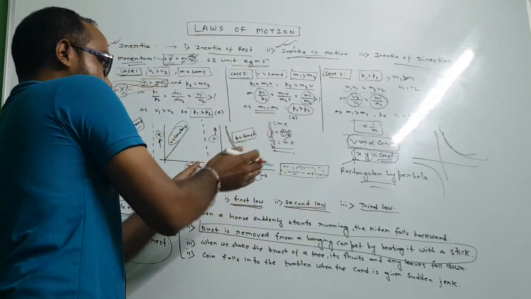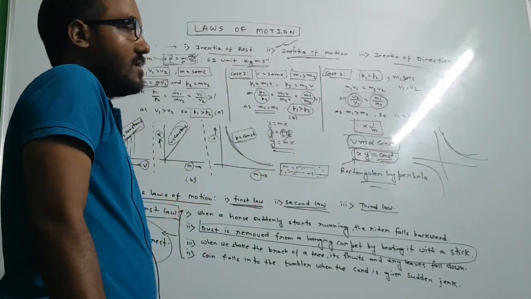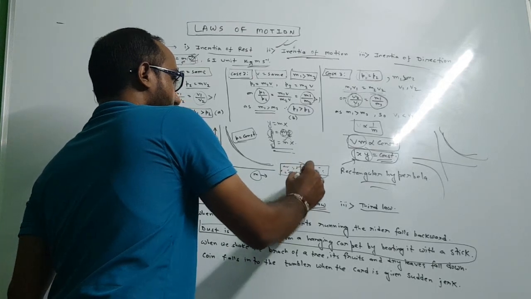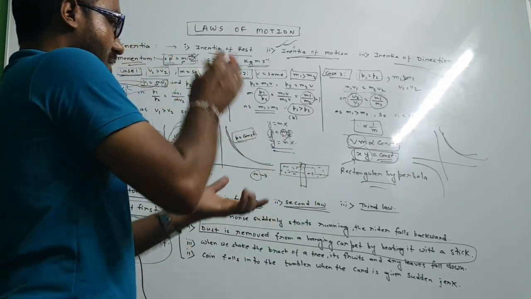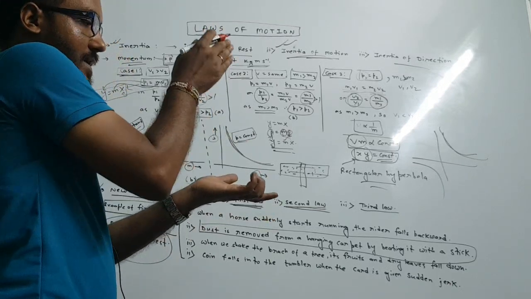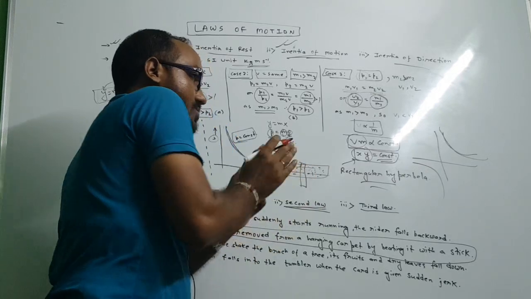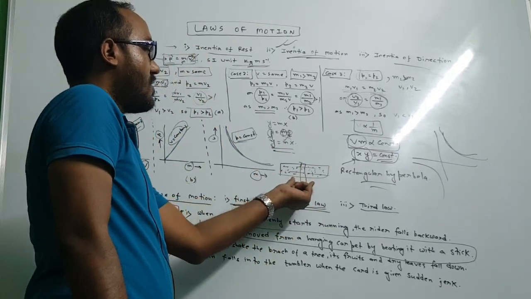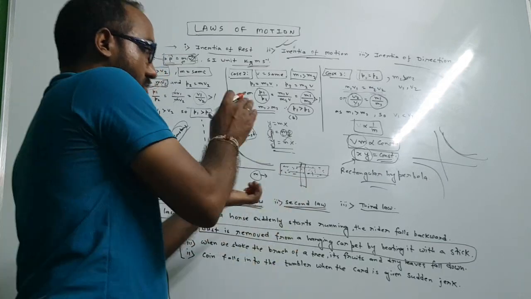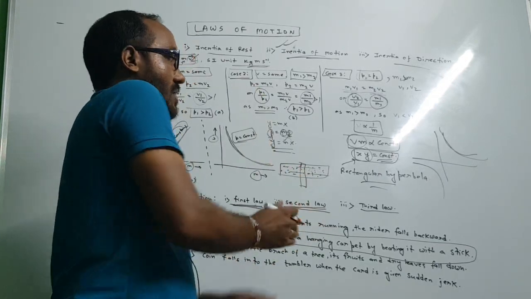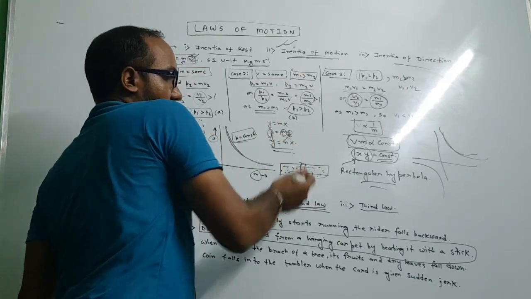The carpet and the dust both remain at rest in this position. If we apply external force here with a stick, the carpet will move up and down, but the dust will remain at its position. Why? Because of inertia of rest. Due to inertia of rest, the dust will keep its position at rest, but the carpet will move up and down. That's why we see the dust coming out.